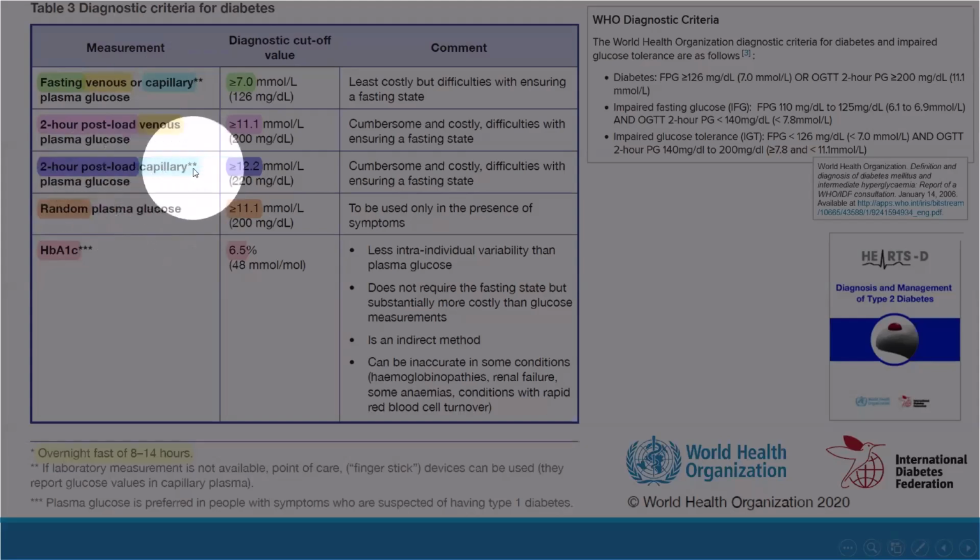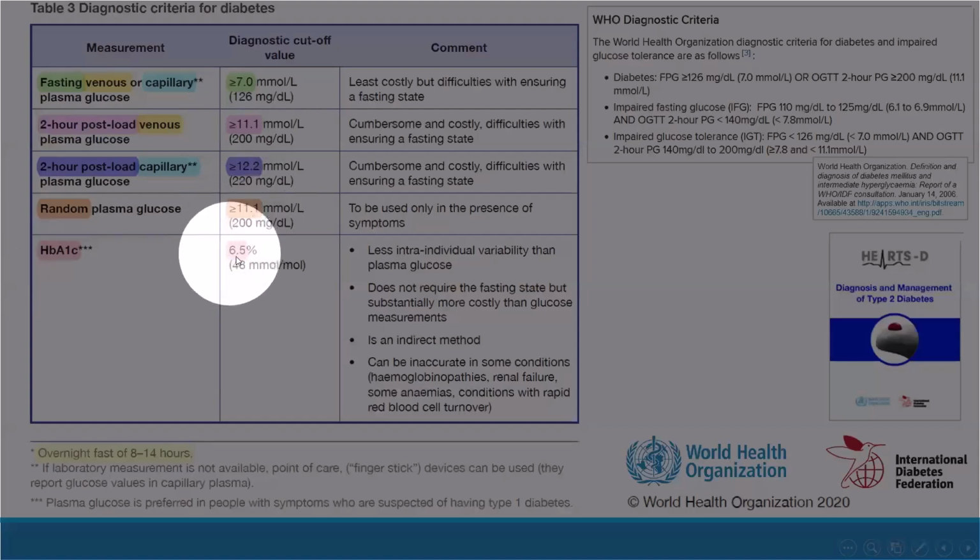But in the WHO, they mentioned a 2-hour capillary, the cutoff point is 12.2, which is equivalent to 220 milligram per deciliter. So the fasting may be venous or capillary, the cutoff point is 7. A 2-hour venous, the cutoff point 11.1. A 2-hour capillary, this is unique, 12.2. Random more than 11.1.